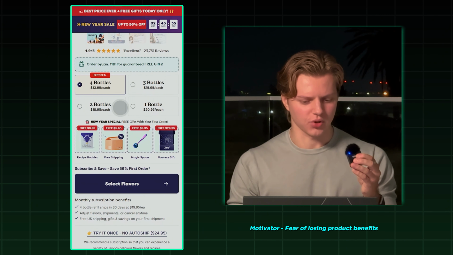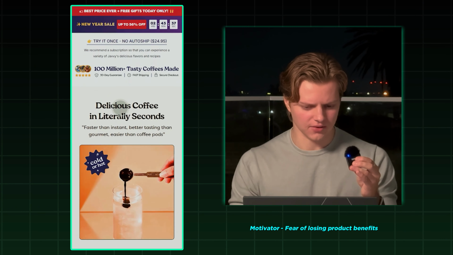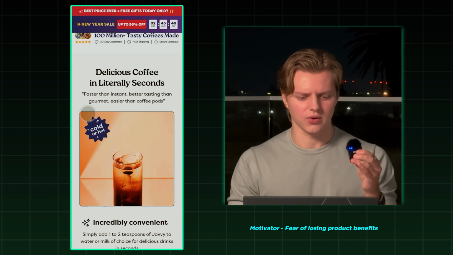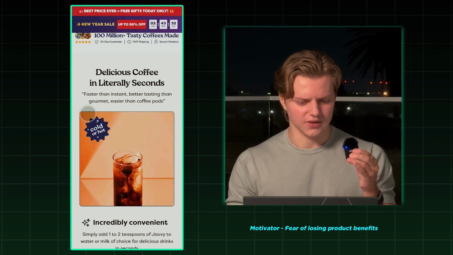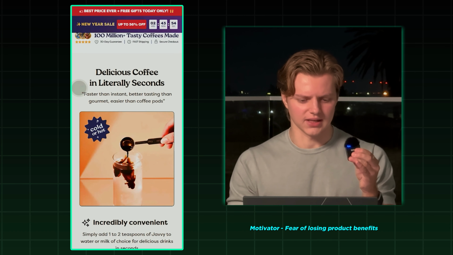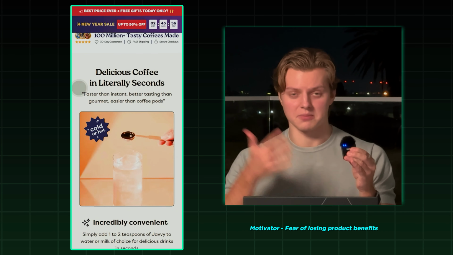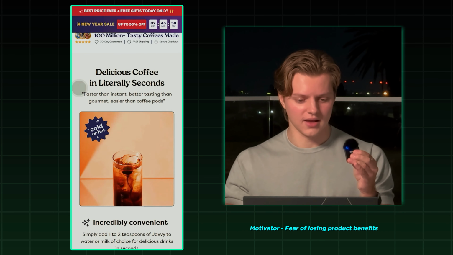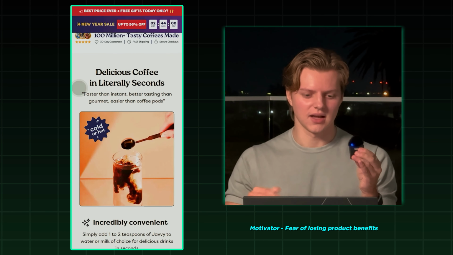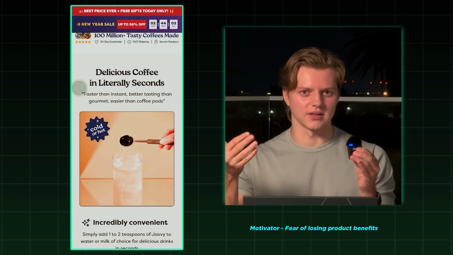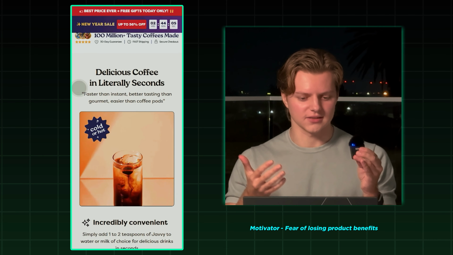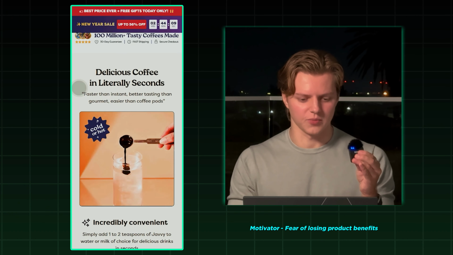And then going down the product form, they do not have any benefits here until we get to the first section here, which says delicious coffee in literally seconds, faster than instant, better tasting than gourmet. Okay, so there they actually have the gourmet angle. I think it could be cool to test this a bit earlier and more prominently, but I'm hoping they are testing these things. And easier than coffee pods.